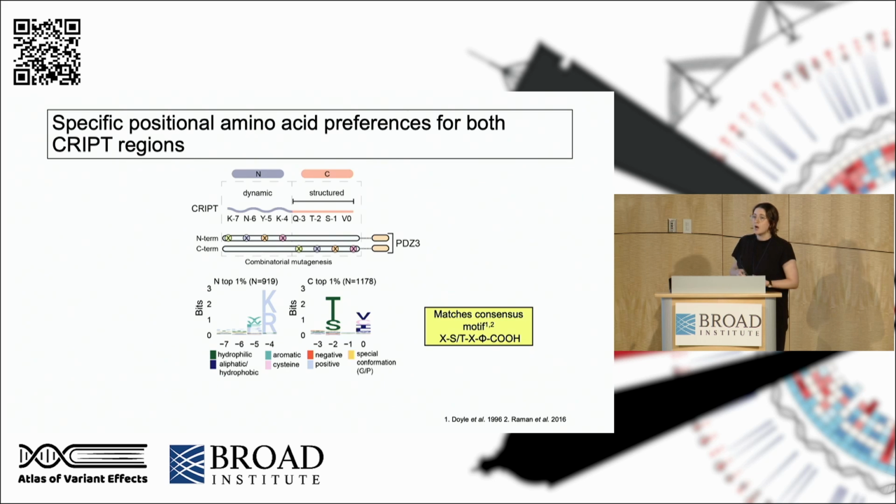And when we look at the top binders, what we find is, thankfully, we see this very well-described class 1 PDZ binding motif that comes out of the C-terminal part. But what's really interesting is that you also see a very striking amino acid preference that's also position-based in the dynamic part. So you can see that the dynamic part prefers these positively charged residues as well as aromatics.